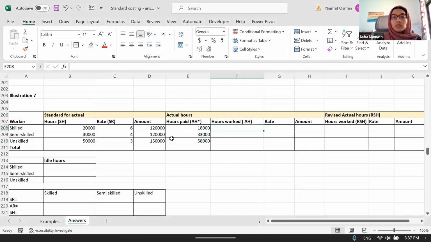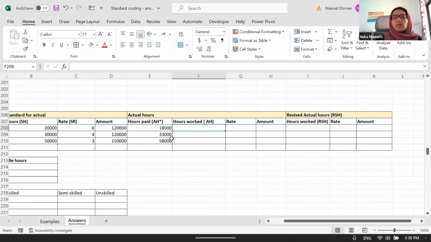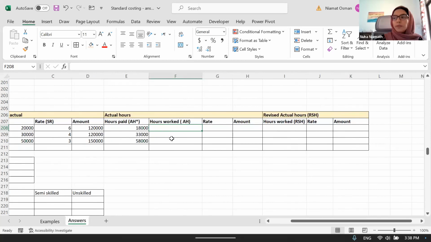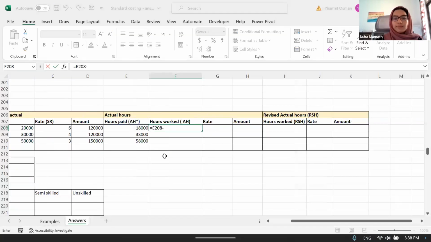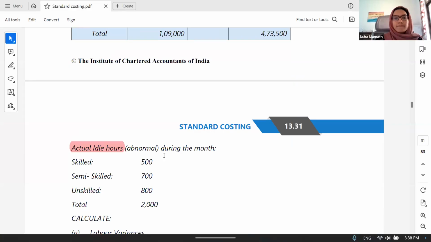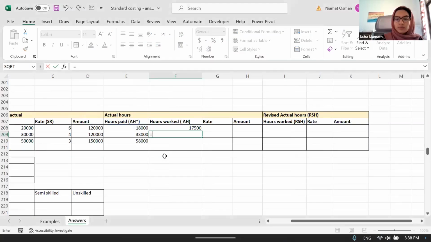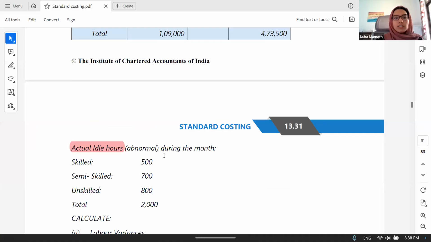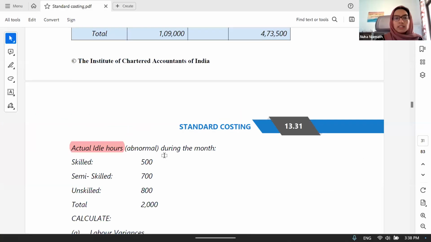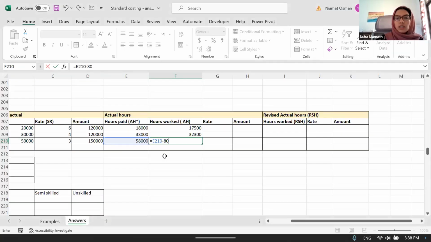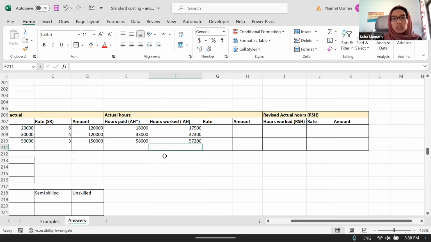What is actual hours worked? What do you think actual hours worked would be? 18,000 minus idle time, that's 500 hours. Then we have 30,000 minus 700 hours. Then we have 58,000 minus. This is the actual hours worked.